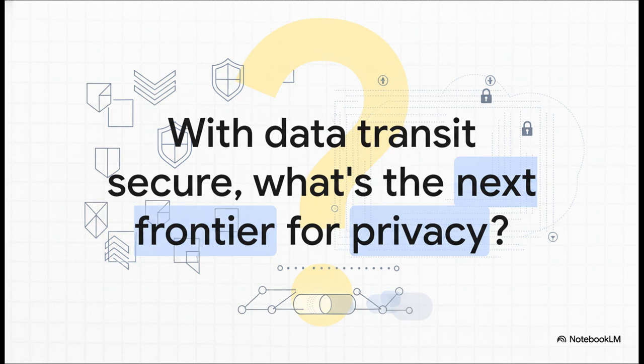So when you step back, it's pretty amazing, right? TLS 1.3 creates this incredibly secure tunnel for our data while it's flying across the internet. But it also leads to a much bigger question. If our data is safe in transit, what's the next big challenge for our privacy? That's when you start thinking about things like protecting data when it's just sitting on a server, or privacy inside the apps we use every day. It's a great question to chew on.